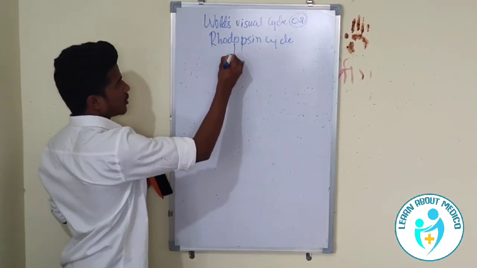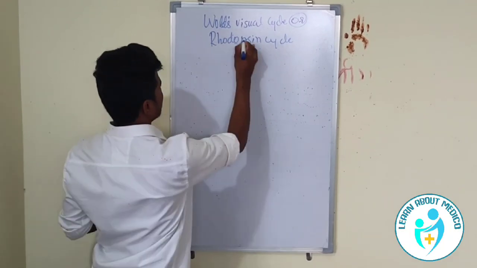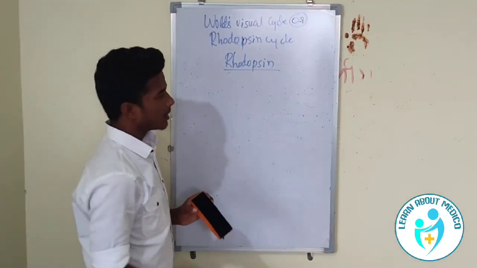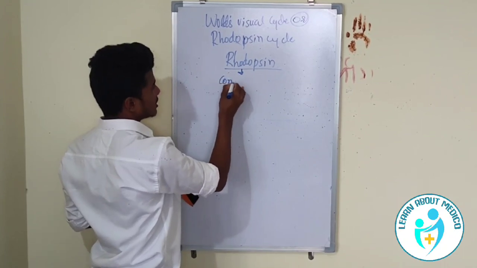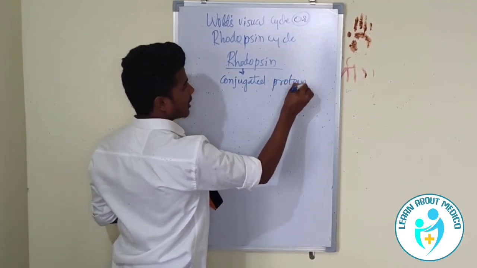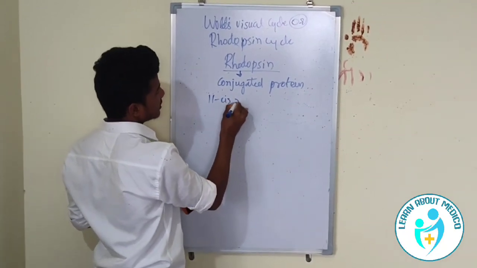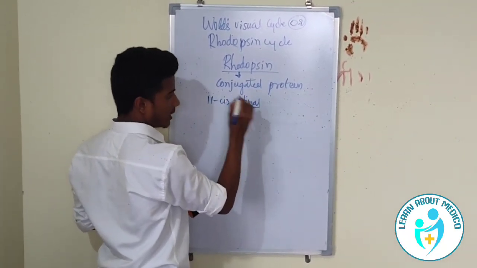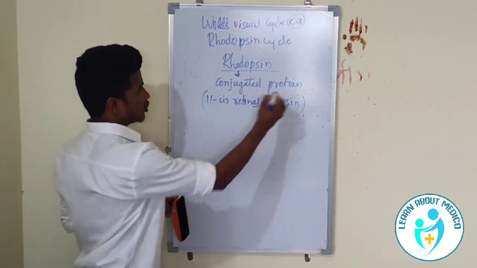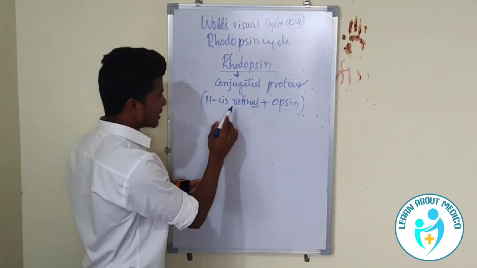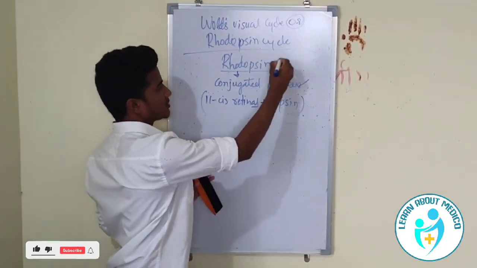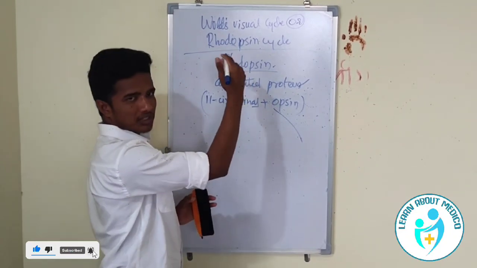Rhodopsin is a conjugated protein, a combined form of 11-cis retinal plus opsin protein. The cycle starts from rhodopsin, which is why it is named the rhodopsin cycle.